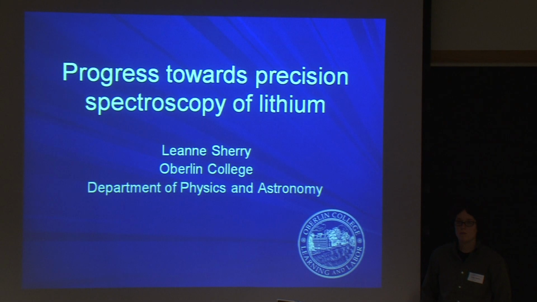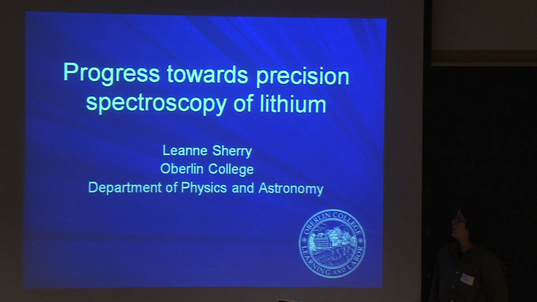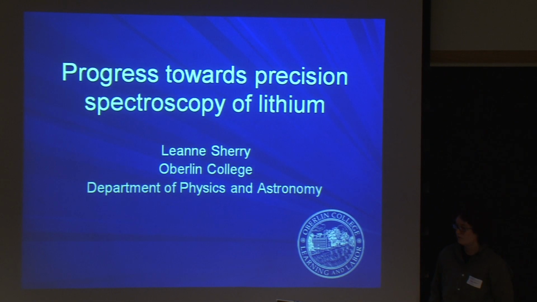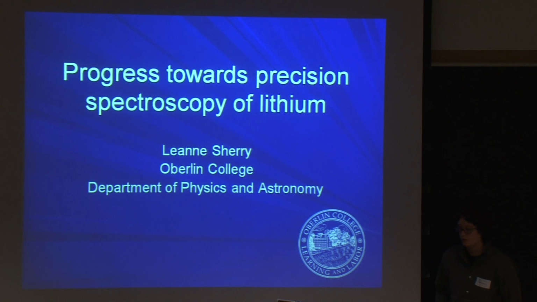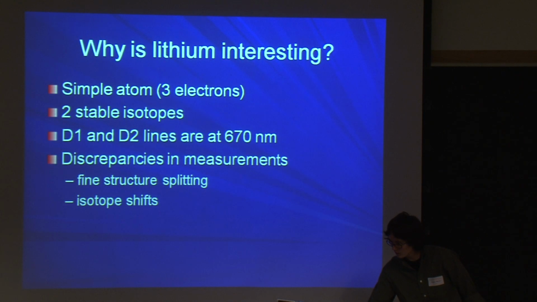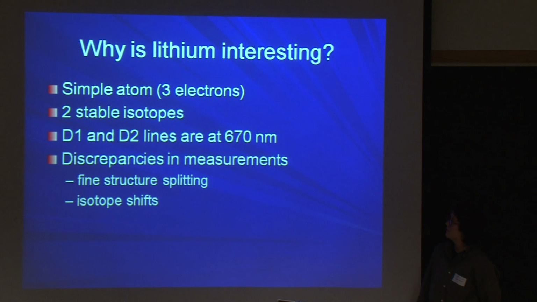I'm Leanne Sherry, and I'm working with Jason Stallmaker on a project to discover stuff about the fine structure and isotope structures of lithium. Lithium is interesting because it's a simple atom and only has 3 electrons. That means that theorists can do a lot of calculations at high precision with it. And there are 2 stable isotopes, so we can study isotope shifts.